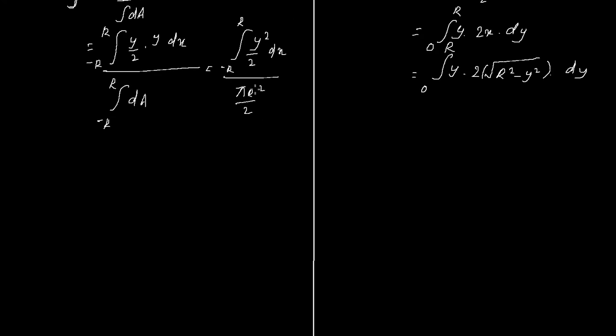Now again, here we are not taking this term at the moment. So you have y squared by 2 dx and pi r squared by 2 within limits minus r to plus r.